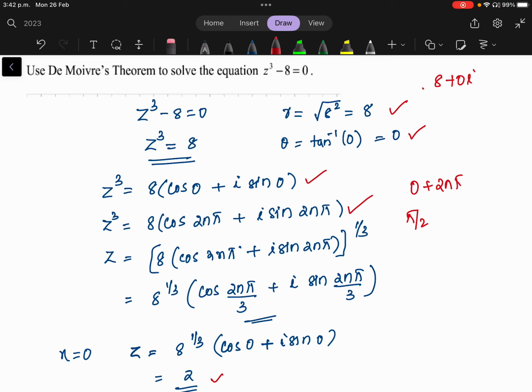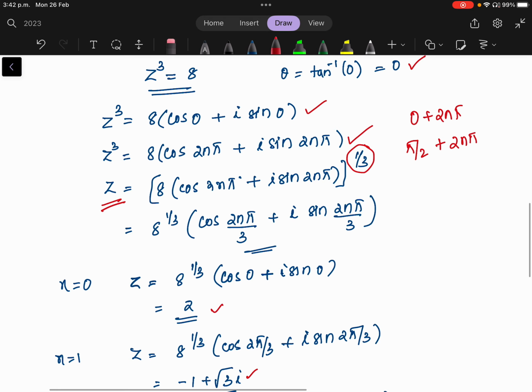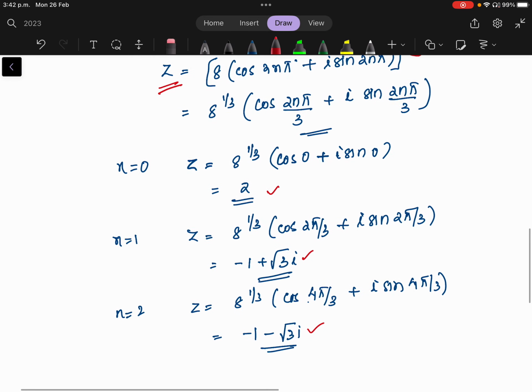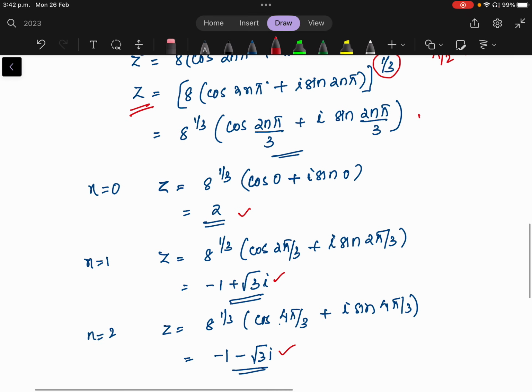So suppose you got pi by 2 as theta, then you write pi by 2 plus 2n pi. Then you write the value for z, raising to the power of 1 over 3 here, and you simplify, and then you get the general form for z. Then, since it is a cube, you need to put n equal to 0, n equal to 1, n equal to 2, put them into the calculator, and you get 3 values. So it's very easy. Please learn this. If such a question comes, you will be able to answer it.